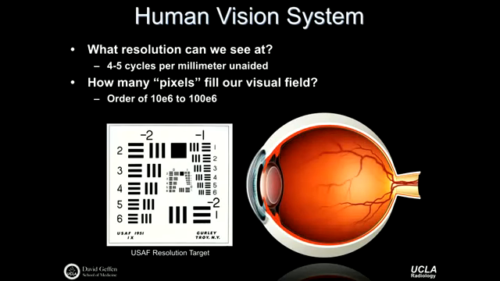So what do we mean by resolution? Well, it's interesting to think about our own visual system. Depending on how corrected or uncorrected your vision is, you can see about 4 or 5 cycles per millimeter unaided. So just looking at things in front of you, regardless of distance, that's about how close together two things can be and you can still separate them. There are different ways of estimating this, but we actually have some limit to the resolvability of objects in our own visual system.